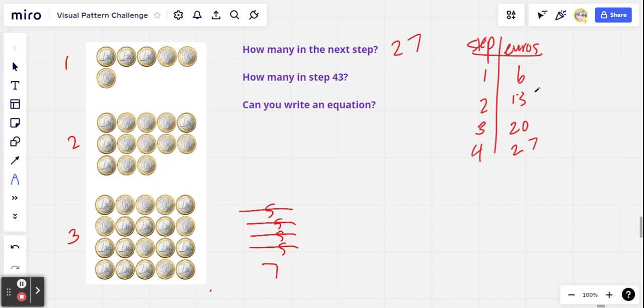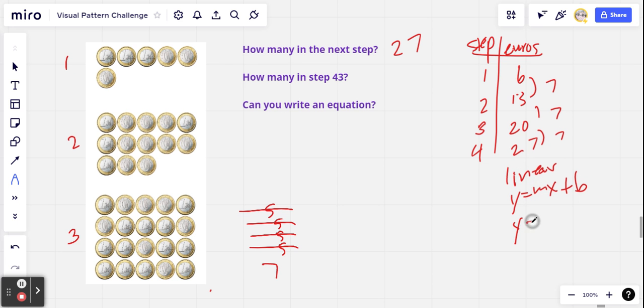Okay, so let's subtract to find the difference between each step. 13 minus 6 is 7. 20 minus 13 is also 7. And 27 minus 20 is 7. Aha! So we're getting a constant in our first order differences. That means it's a linear pattern. So we can use the equation for a line, y equals mx plus b, to model that. And our slope, the m here, is going to be this difference. The rate of change of this pattern is a way you can think about it.